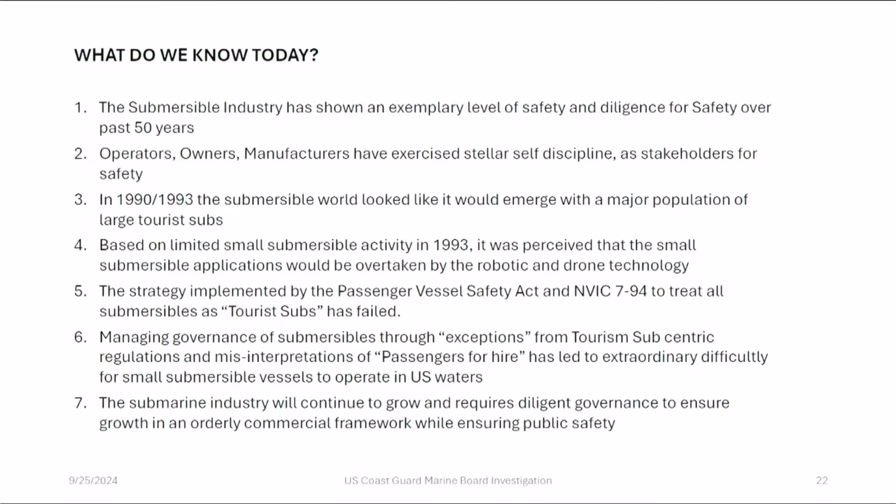The strategy implemented by the Passenger Vessel Safety Act and NVIC 794 to treat all submersibles as tourist subs has failed. Managing governance of submersibles through exceptions from tourism sub-centric regulations and misinterpretation of passengers for hire has made it extraordinarily difficult for small submersible vessels to operate in U.S. waters. The submarine industry will continue to grow and requires diligent governance to ensure growth in an orderly commercial framework while ensuring public safety. Small submersibles are not going away.